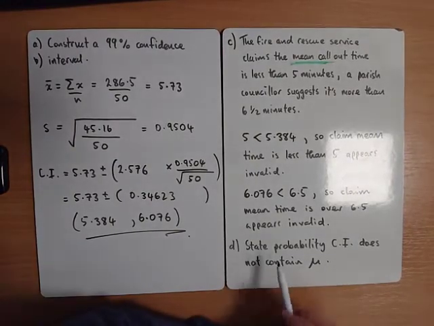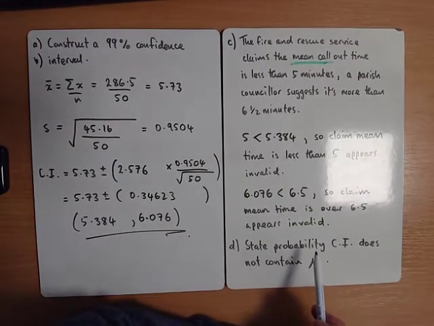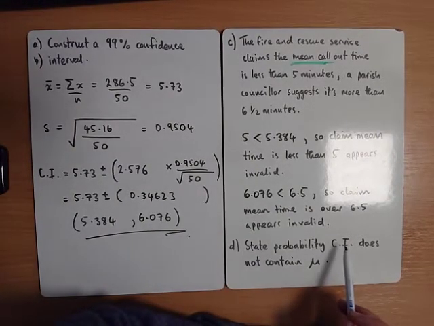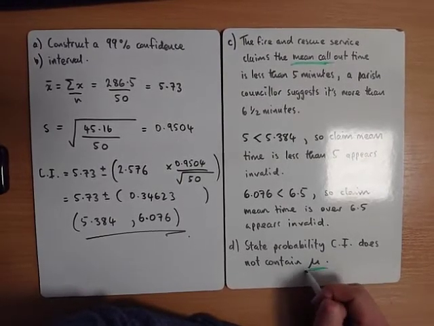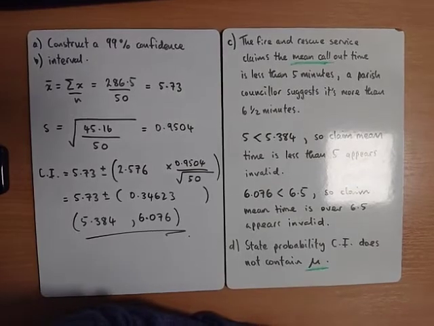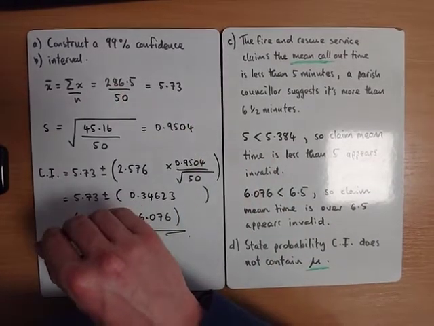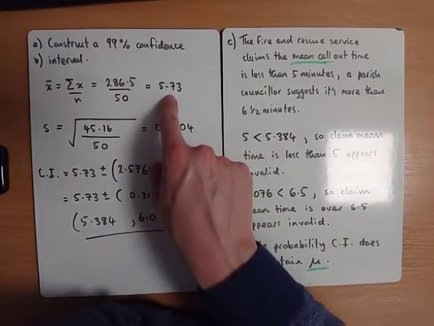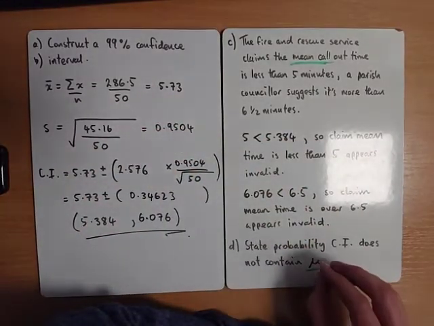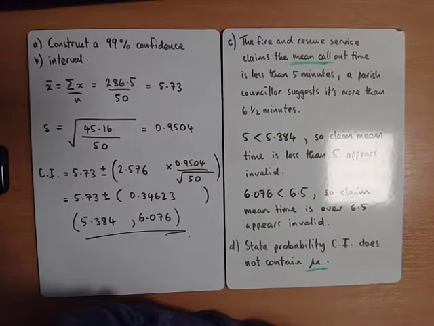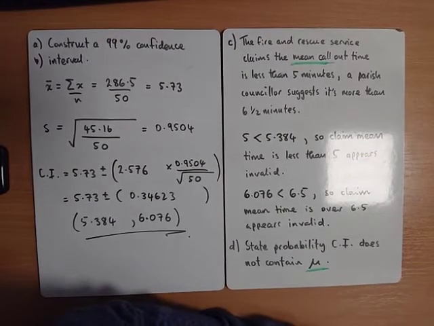Okay, last part of the question. It says, state the probability that the confidence interval does not contain mu. Remember, mu is the actual mean, the population mean. We've taken a sample. Our sample mean was 5.73. We've added a bit on, we've taken a bit off. But the actual mean, the population mean, now it says state as well. When it says the word state, you're not going to have to calculate anything.